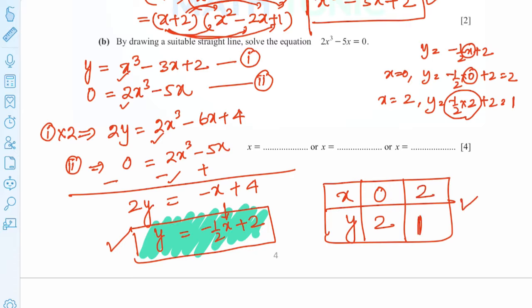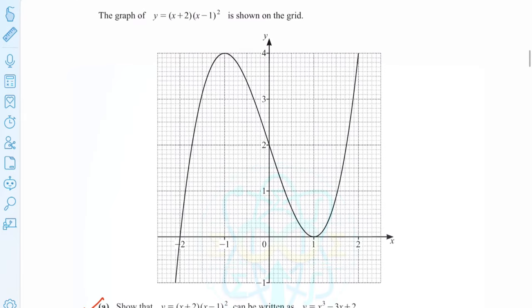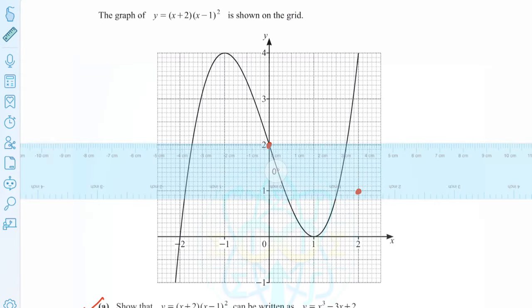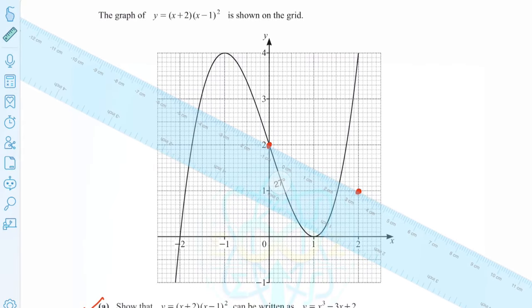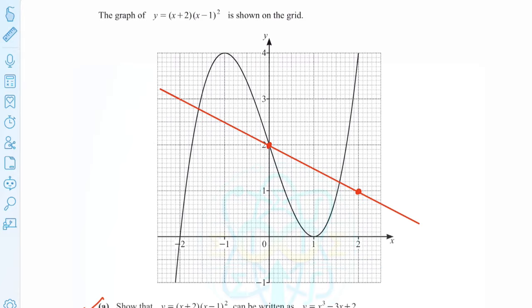So let me try to draw this on the graph paper, and the coordinates are 0, 2 and 2, 1. So let me draw this here. 0, 2 will be here, and 2, 1 will be here. Can you see this, everyone? So let me join this straight line with the help of a ruler. Yes, we can draw it like this. Can you see this, everyone? Now check at how many points this straight line intersects the curve which is already drawn. At this point, at this point, and at this point.